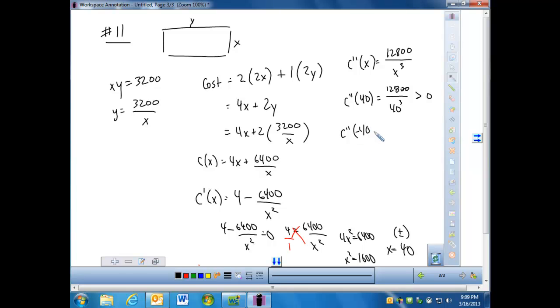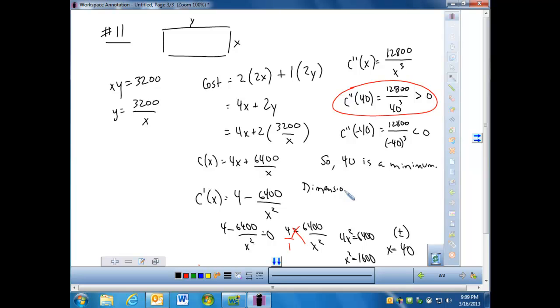If I plug in negative 40 and work it out, it's a positive over a negative. That makes that concave down, which makes that a max. But remember, I want to minimize the cost here, and so 40 is the answer I'm looking for. And if I take 3200 and divide it by 40, I get 80. So the dimensions of my rectangle that minimize the cost here is 40 by 80 feet.